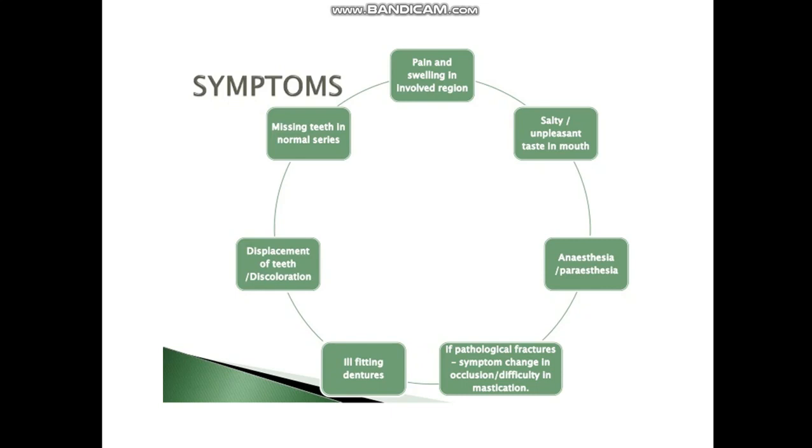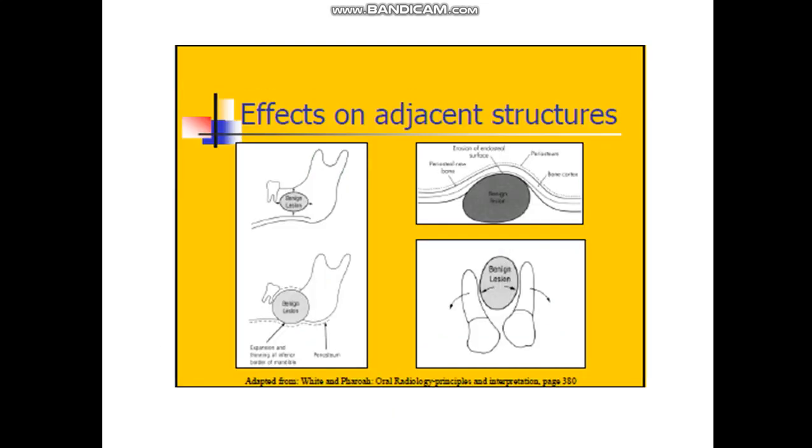Sometimes it may disturb occlusion. The occlusion may be disturbed due to this swelling. Or sometimes it may cause loosening of the teeth, or sometimes drifting of the teeth. The cystic lesion causes drifting or loosening of the teeth because of bone resorption. Sometimes the cystic lesion might press on the blood vessels and nerves, and this will lead to devitalization and discoloration of the teeth. So: drifting, loosening, discoloration, devitalization.